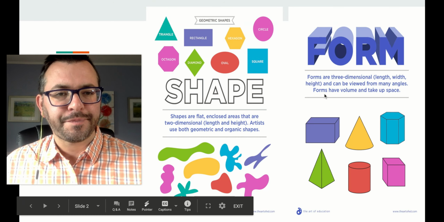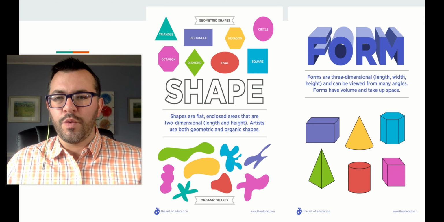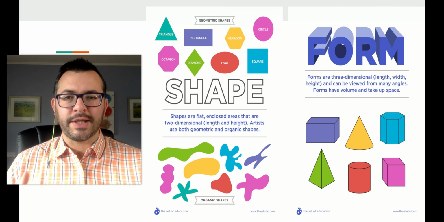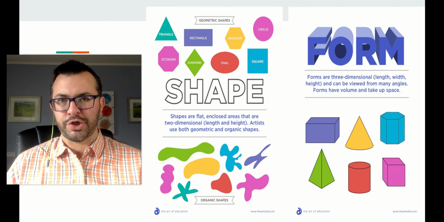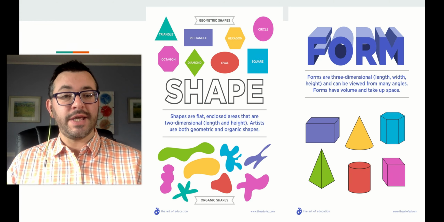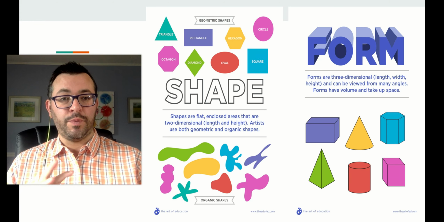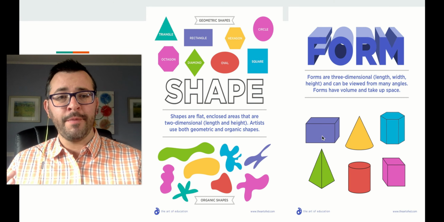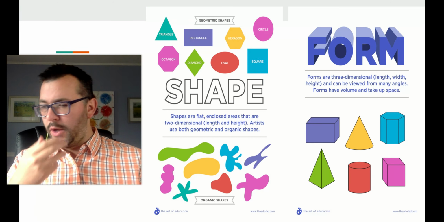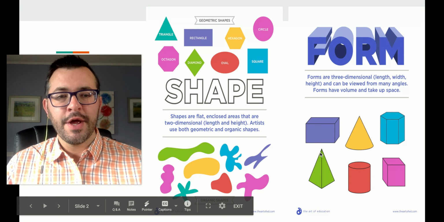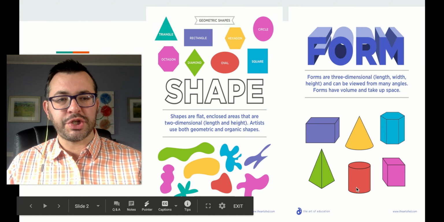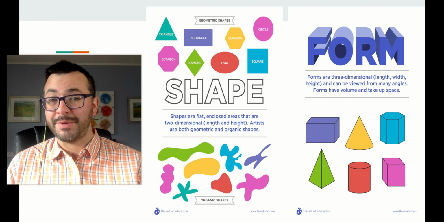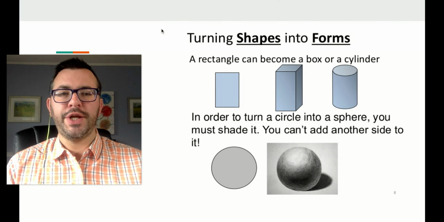Now, forms are three-dimensional. They have length, width, and height, right? They can be viewed from multiple angles. So basically, the shape is the flat two-dimensional version, and the form is the three-dimensional version with depth. So a shape is a rectangle, but a form is a box, right? A shape is a triangle, but a form is a pyramid. A circle is a shape, but a sphere is a form. Look at that. Now you're caught up. So let's talk about turning shapes into forms.